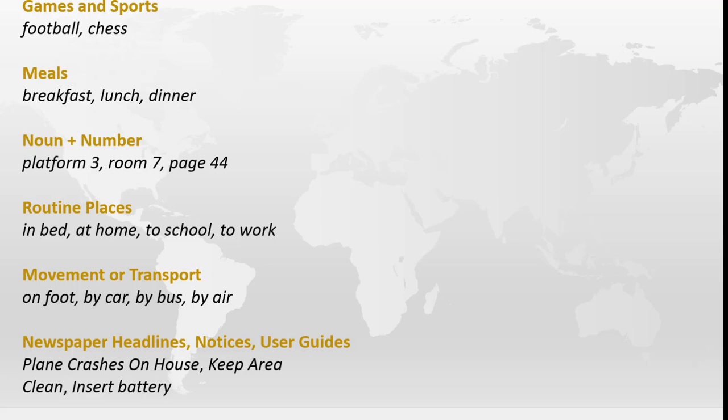And the last but not least, when we have newspaper headlines, notices, and user guides. For example, plane crashes on house. So it's a newspaper headline. We don't say the plane crashes on the house, okay? Because it's an accepted and normal style of headlines to use no articles. Also notices: keep area clean. We don't need to use the area because it's a notice. And you should know in notices it's better not to use the definite or indefinite article. Or insert battery. It's like a user guide. We don't say insert the batteries.